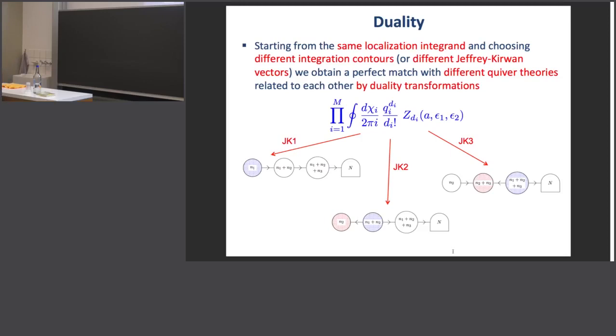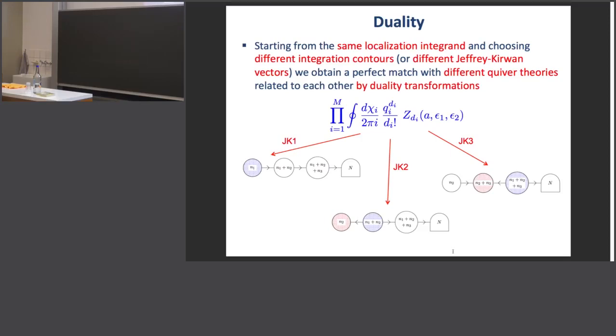And these different choices of integration contours, which correspond to different Jeffrey-Kirwan vectors, actually correspond to different ultraviolet realizations of the same surface operator, that correspond to different quivers, which are related one to the other by the duality map. In this case, you can understand that by changing the contour of integration, you don't obtain new results, so that all theories, all contours are equivalent in the infrared.